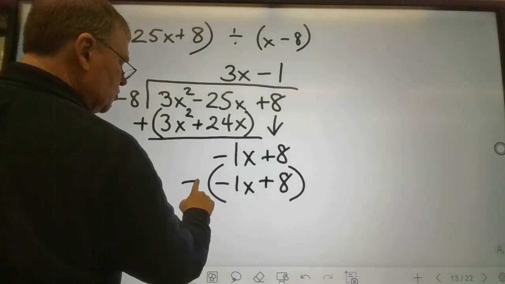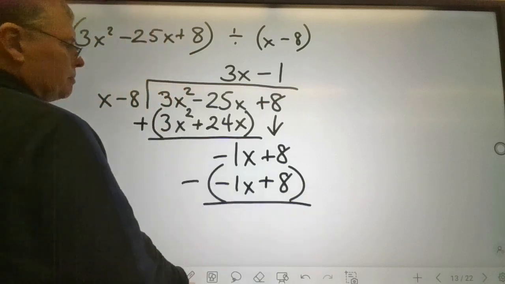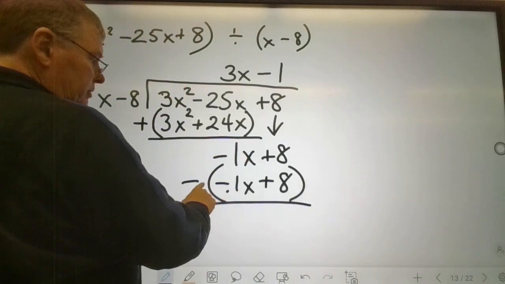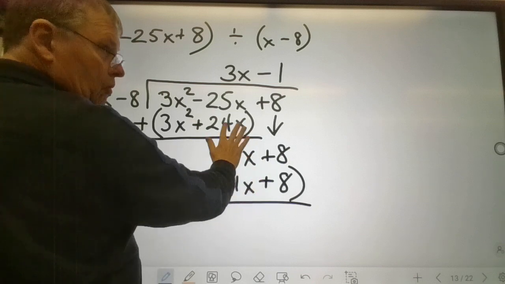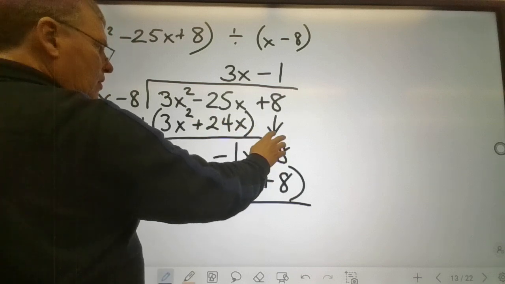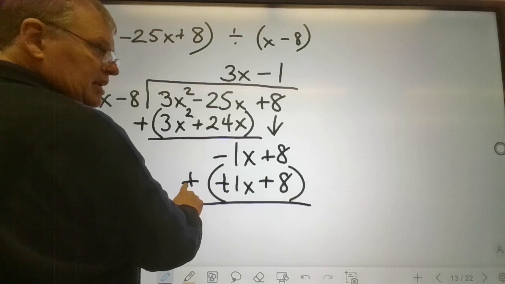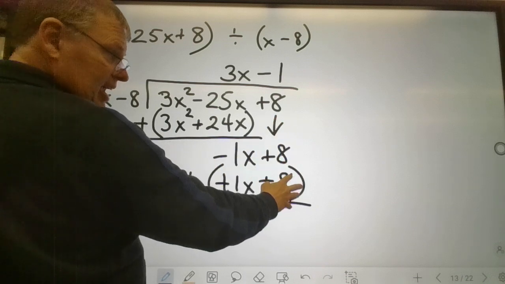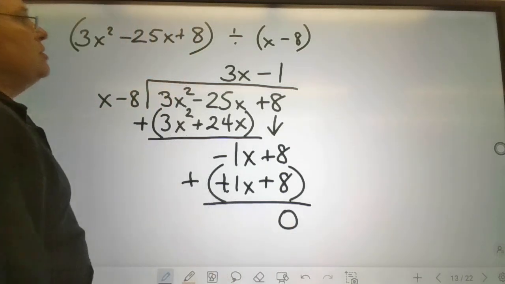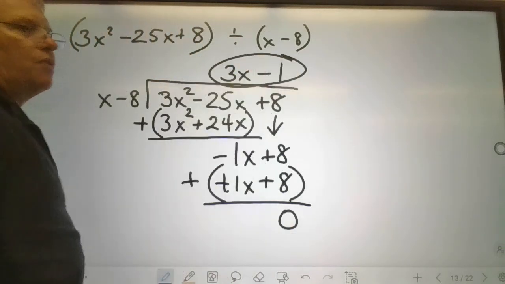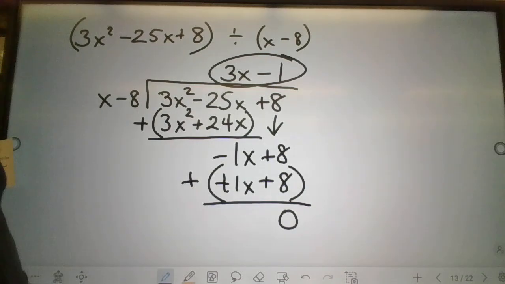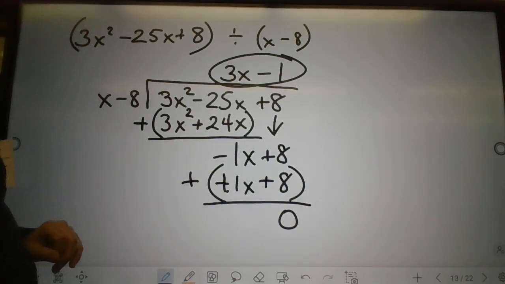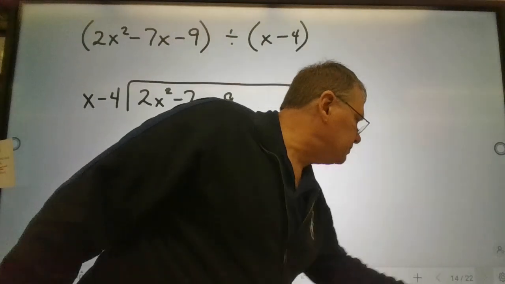Now remember, I'm subtracting all of this. So a -1x minus a -1x, so like adding a positive, that will cancel. And now this was subtracting a positive 8. So 8 minus 8, I have no remainder. And sure enough, it would have reverse foiled and I could have canceled and got a 3x minus 1. Keep in mind, reverse FOIL will not always work. They won't always cancel out.